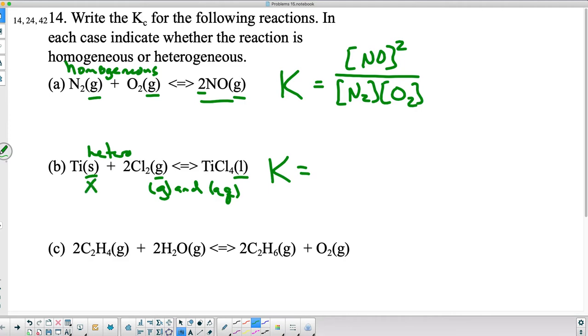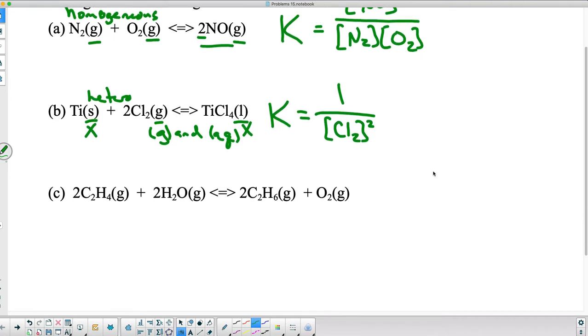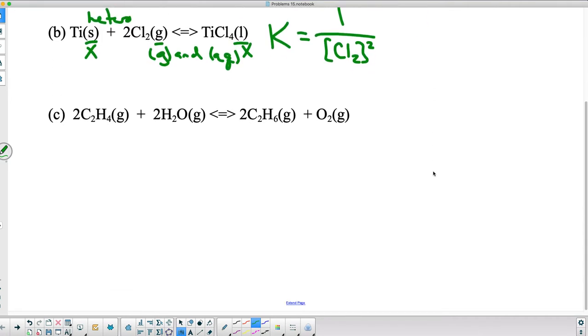If it's a solid, we don't use it. If it's a liquid, we don't use it either. Pure liquids and pure solids have a constant composition, or a constant concentration is what I mean to say. But gases and aqueous species do not have a constant concentration. So the only thing we have to worry about is the one gas in the reactants, the Cl2, and it's got a coefficient of 2. So it's 1 over the concentration of Cl2.